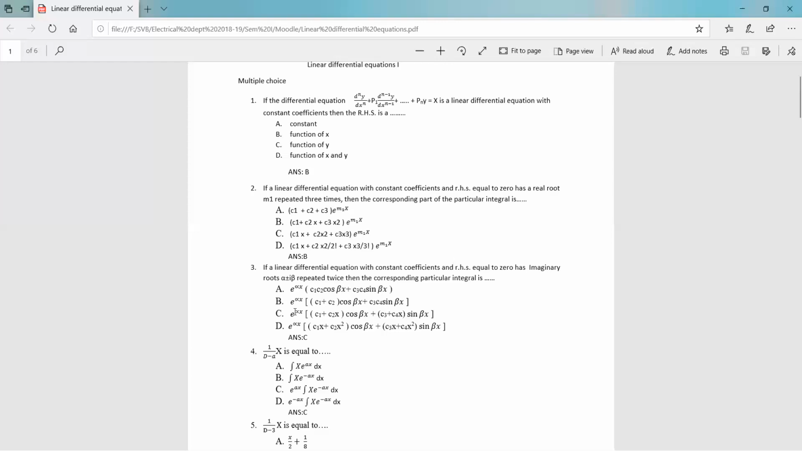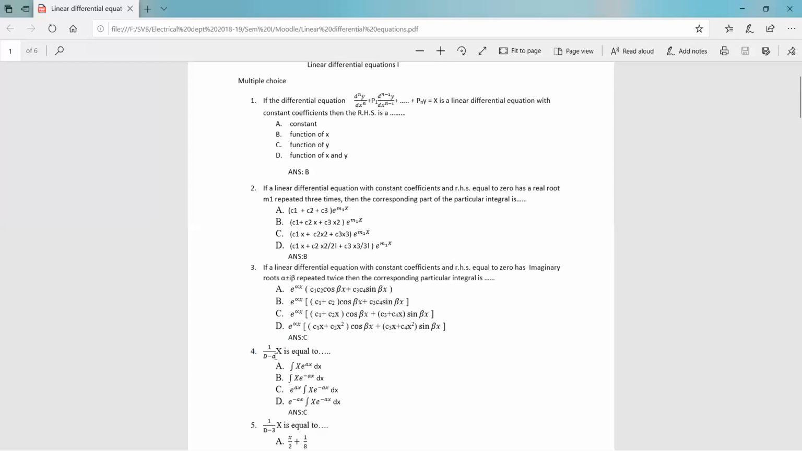Again, see, what is the answer for the third question? C is the correct answer. See question number 4. 1 upon d minus a x is equal to, this is again a standard formula we have done in the last lecture. What is the answer? 1 upon d minus a into x. These are the standard formulas. 1 upon d minus a x is equal to e raised to a x integration capital X into e raised to minus a x dx.